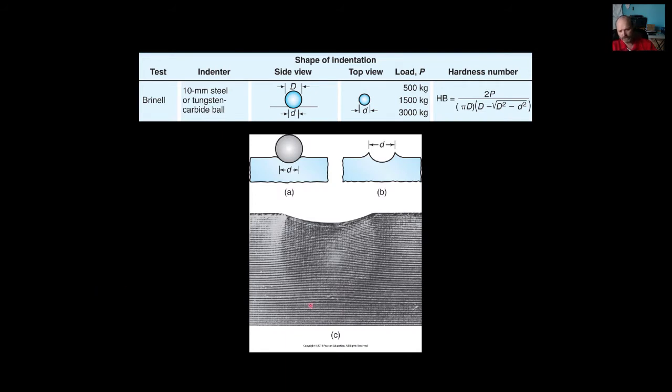Here's a close-up of what the material would look like after you've done your indentation with a hardness test. You can see from the side view how the grains are reforming and slipping to adjust to that new pressure. This is how the permanent indentation looks. The Brinell test in this case uses a 10 millimeter steel or tungsten carbide ball. You want something harder than what you're testing. That's why a lot of times I use diamond, because that's one of the hardest materials you can have. Big D is the diameter of the ball, and little d is the diameter of the dent, and that depends on how much load you put on there.